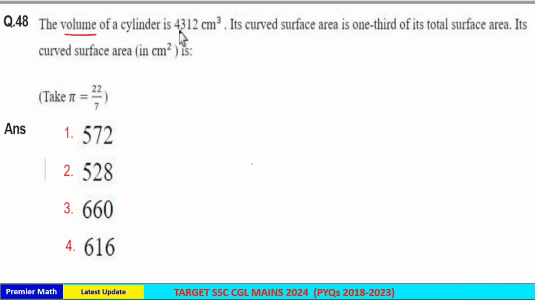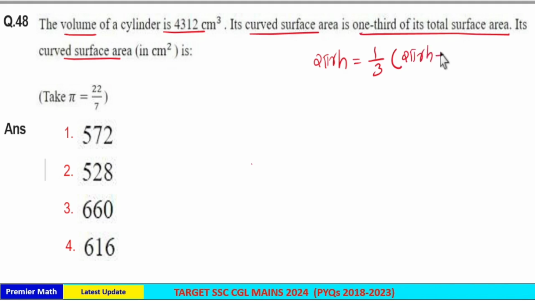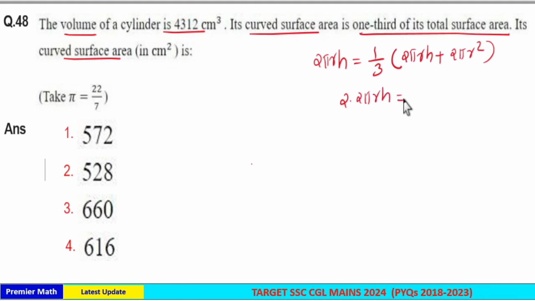Volume of a cylinder is 4312. Its curved surface area is 1/3 of its total surface area. Its curved surface area means perimeter into height, which is 2 pi RH, which is equal to 1/3 of total surface area. Total surface area means curved surface area 2 pi RH plus base area, 2 bases, so 2 pi R square. Now 3 times 2 pi RH minus 2 pi RH is 2 pi RH, which is equal to 2 pi R square. From this 2 pi R and 2 pi R cancel, so from this R is equal to 2H.